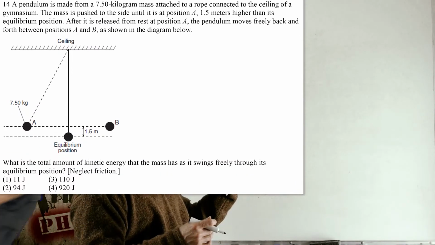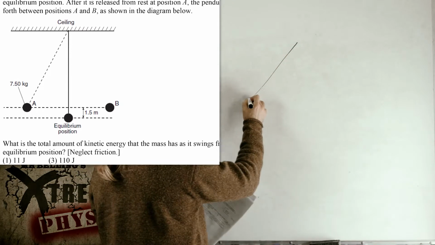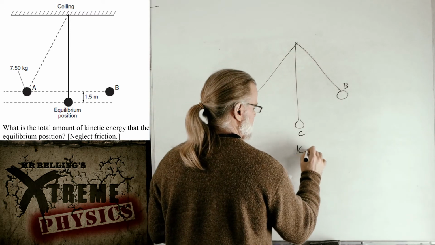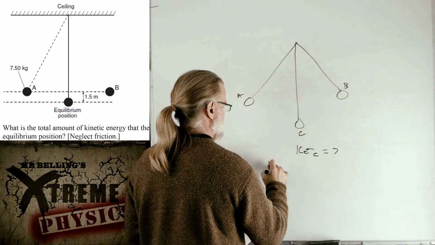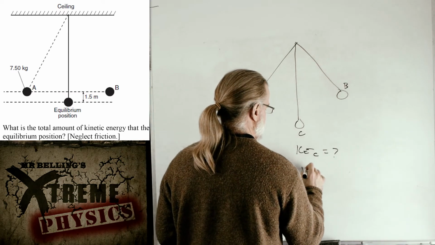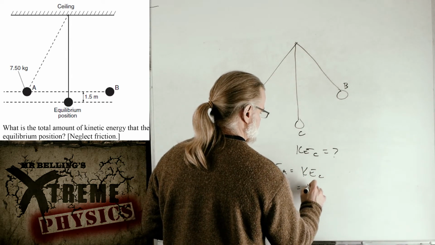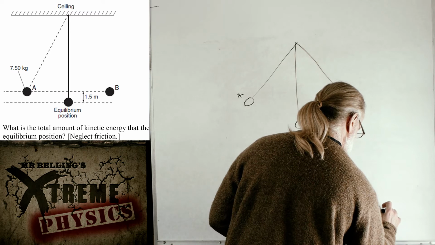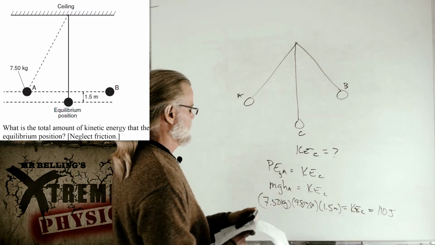What is the total amount of kinetic energy that the mass has as it swings through its equilibrium position? All right. Mechanical energy is clearly conserved here at B. They want to know the kinetic energy at C. Kinetic energy at C equals what? The gravitational potential energy at A must equal the kinetic energy at C. mgh of A equals the kinetic energy at C. Kinetic energy at C equals 110 joules. And that is, of course, also the potential energy at A. So that's choice 3, I guess.